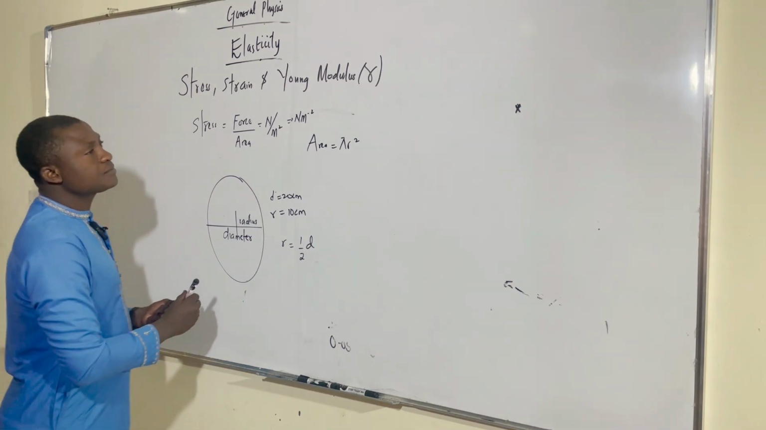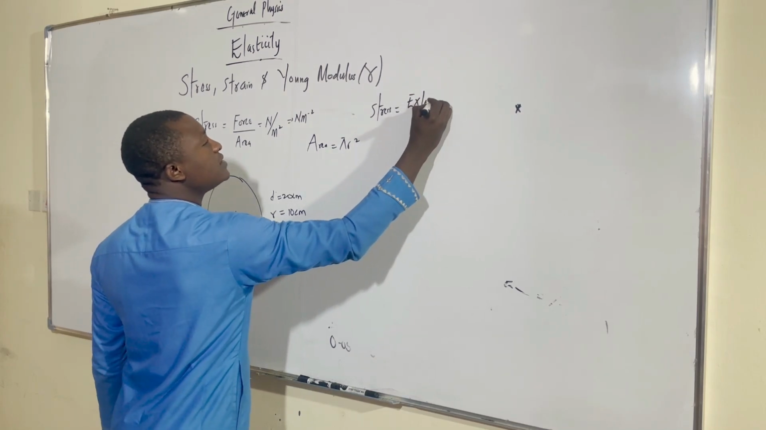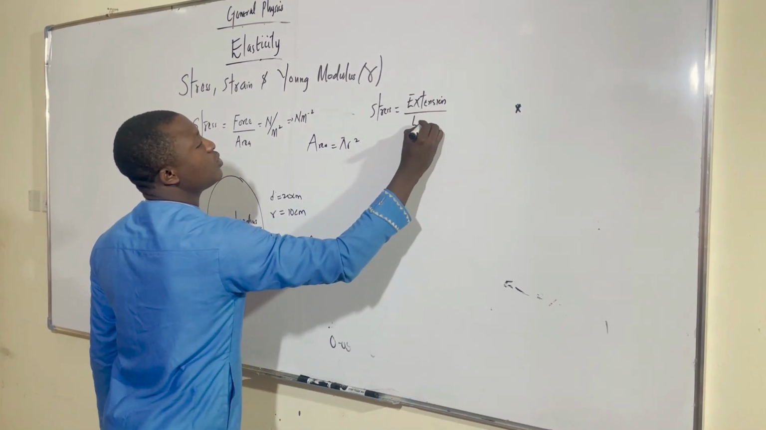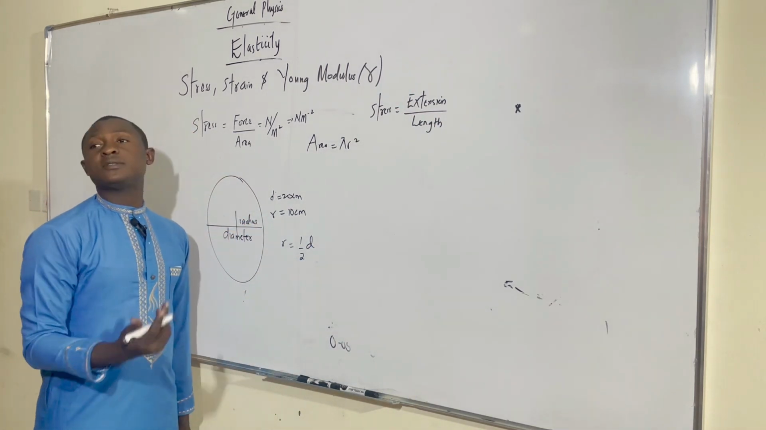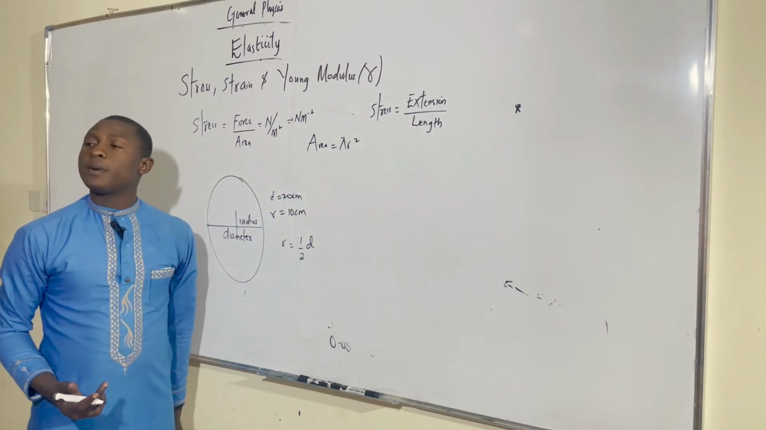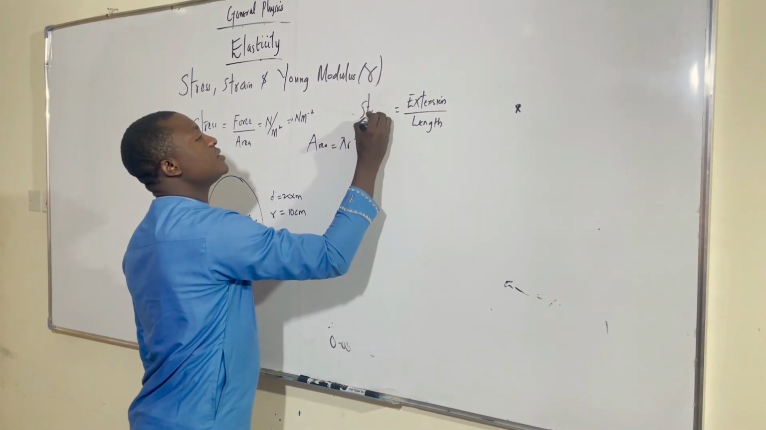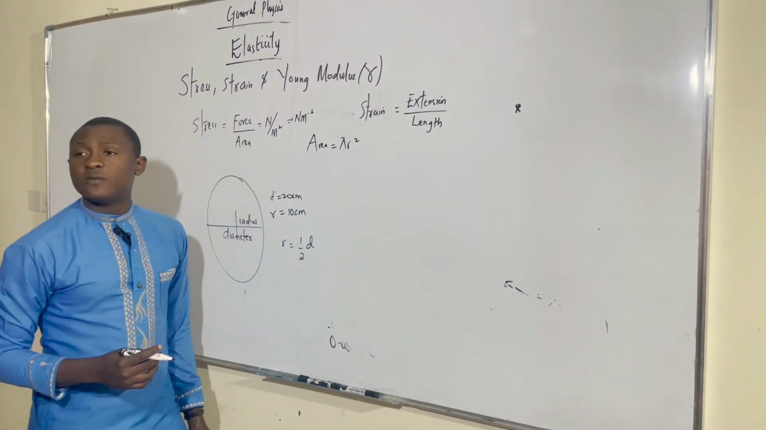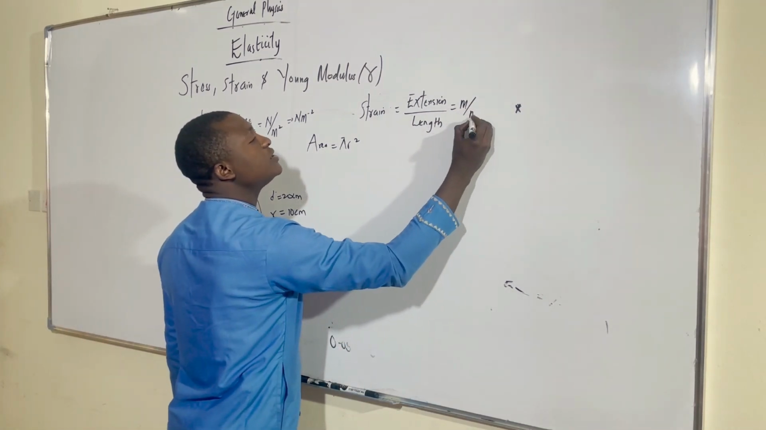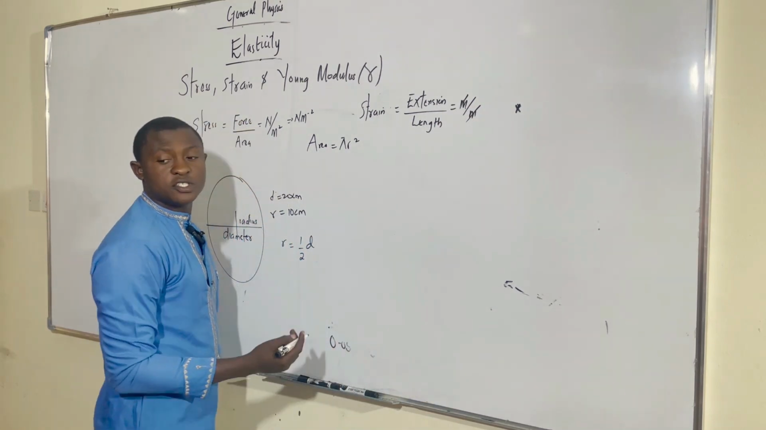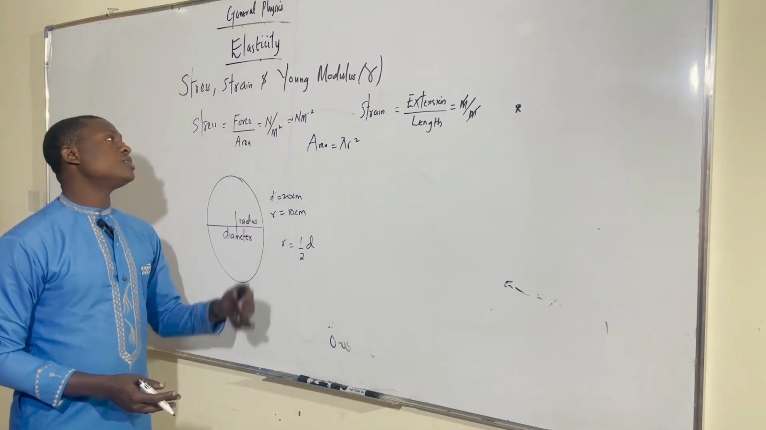Then for the strain, it is nothing but extension over length. If you are given the value of extension and the length, you can just apply this and find your strain. Sorry about that, it's strain. Now if I want to find the unit for this, extension is in meter and length is also in meter. So meter over meter is going to be 1. That means strain does not have a particular unit. It's only stress that has the unit Newton per meter square.